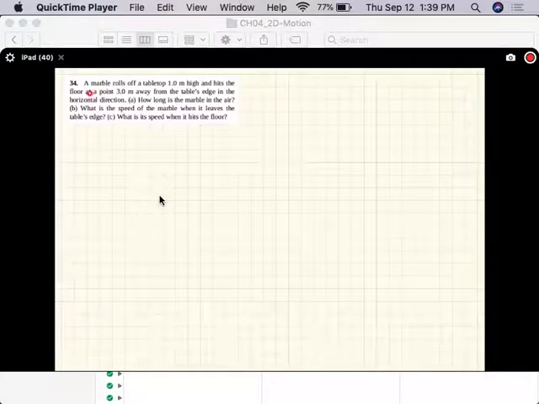Okay, so this problem says a marble rolls off a tabletop 1 meter high and hits the floor at a point 3 meters away from the table's edge in the horizontal direction. How long is the marble in the air, and what is the speed of the marble when it leaves the table's edge? What is its speed when it hits the floor?